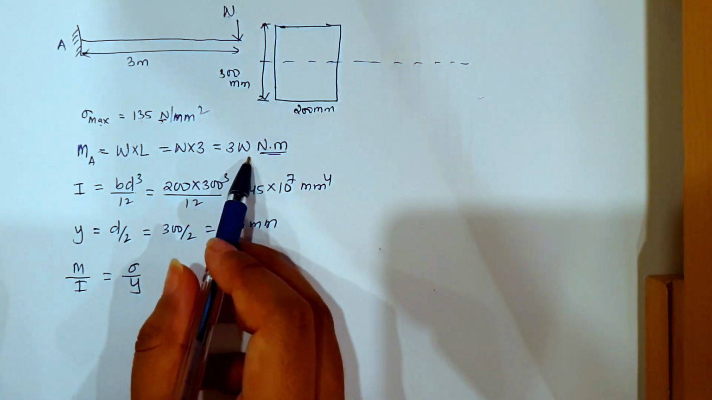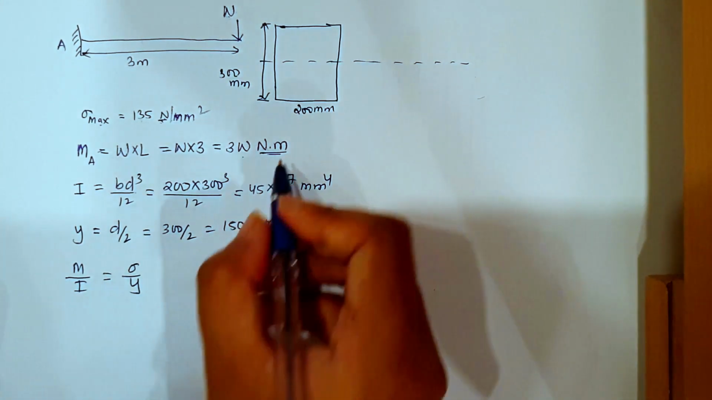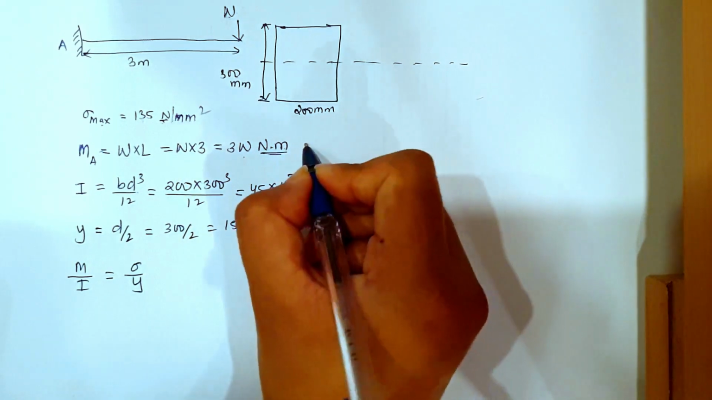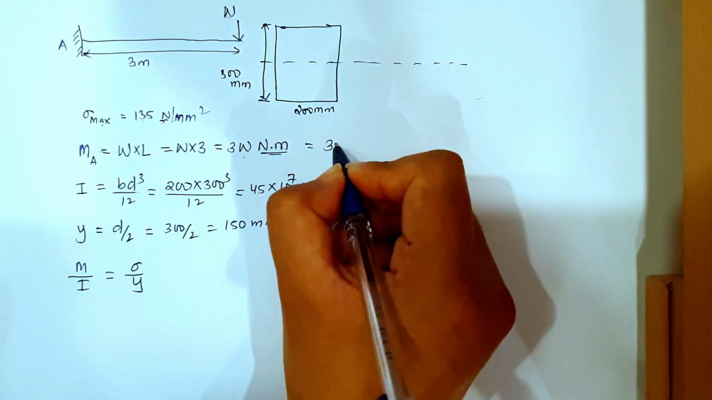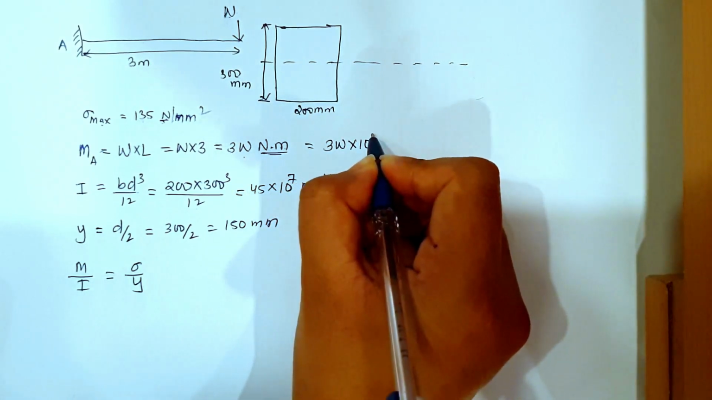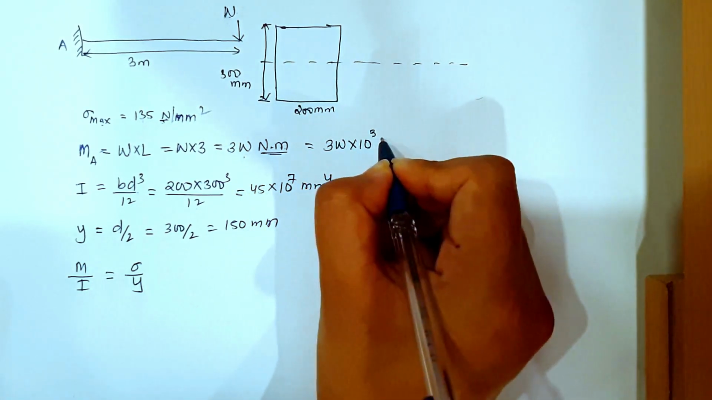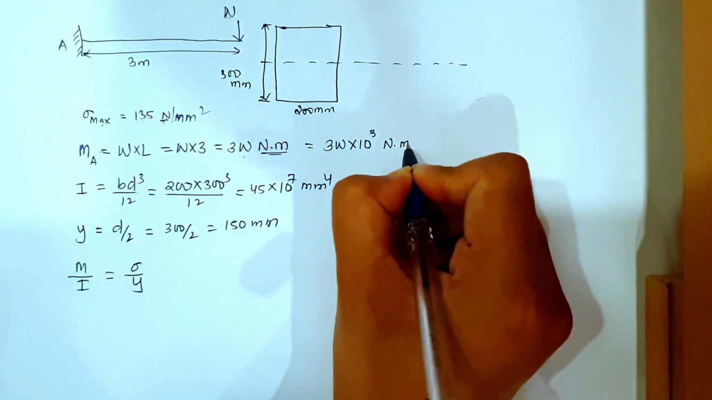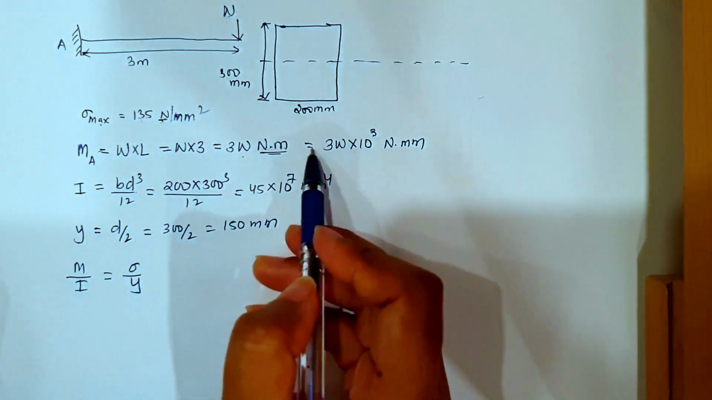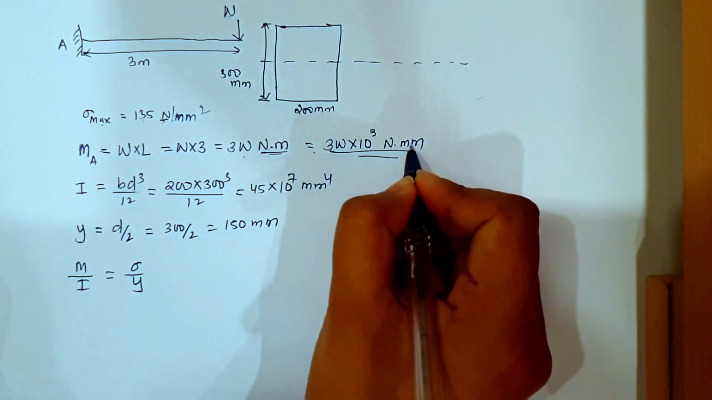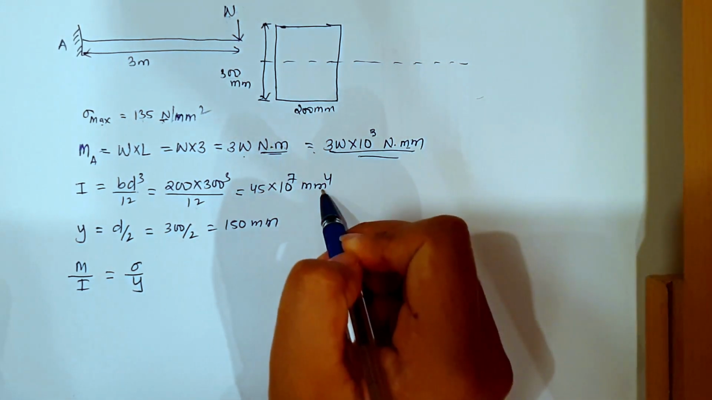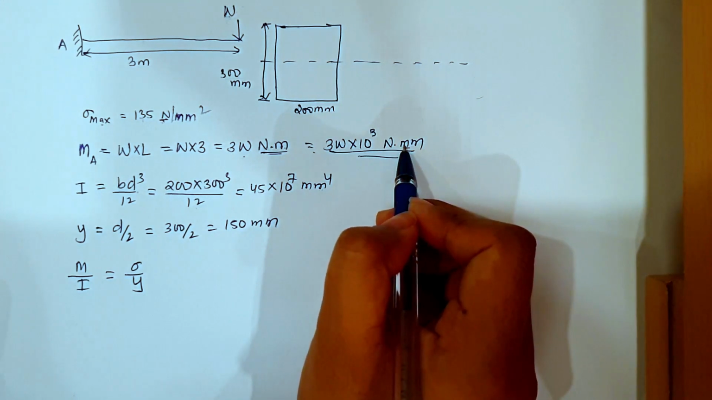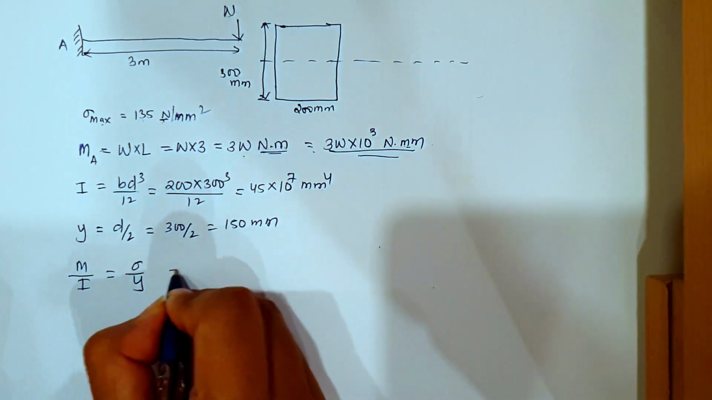How much did we get? M we got is in newton meter, so if we convert this into newton mm, we get 3 into 10 raised to power 3 w newton mm. Okay, so I'll take this value instead, because the units of everything should be the same. Here it is in meter, here it is in mm, so I'm also converting this into mm and taking the same unit.